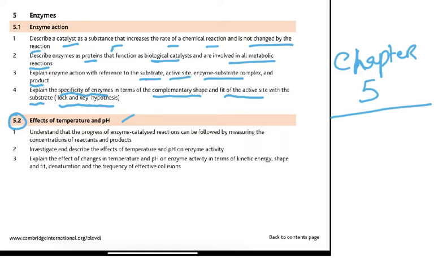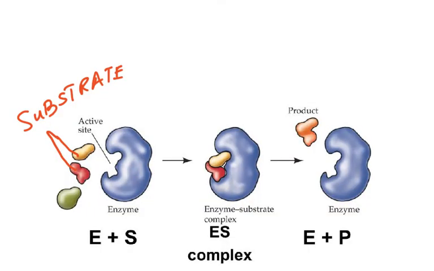Understand that the progress of enzyme catalyzed reaction can be followed by measuring the concentration of reactants and products. Investigate and describe the effect of temperature and pH on enzyme activity. So we need to do two practicals on this. And then explain the effect of changes in temperature and pH in terms of kinetic energy, shape and fit, denaturation, and the frequency of effective collisions. Now, that's a new word which has been used in this syllabus. It wasn't in the previous syllabus. Effective collisions.